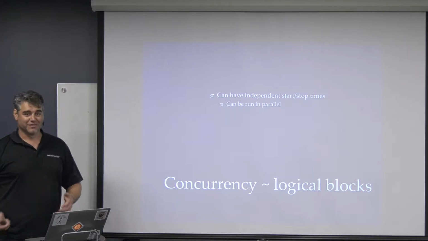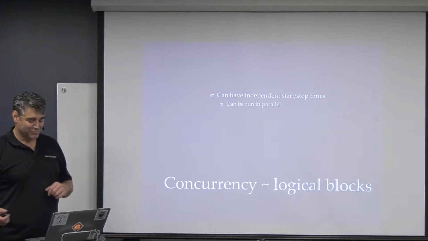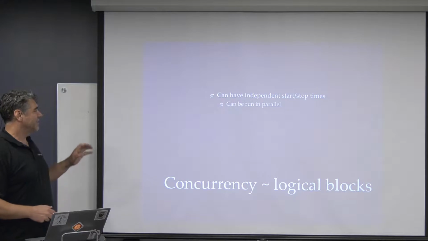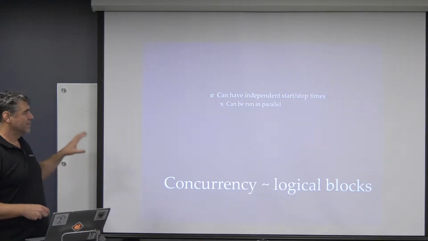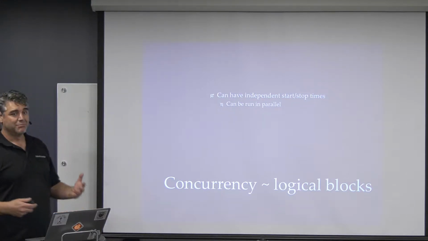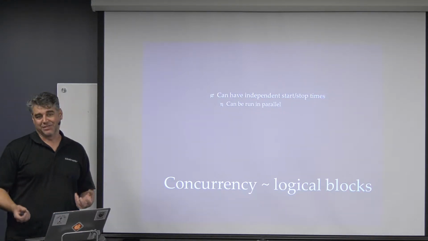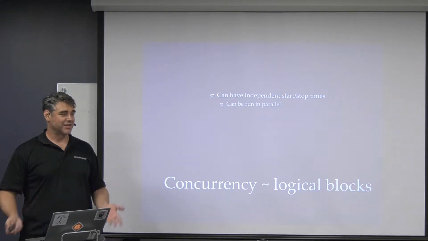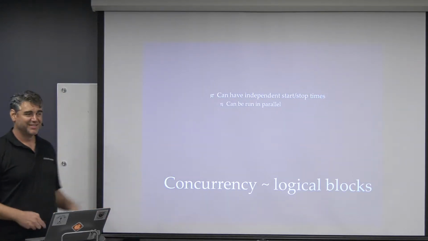This isn't going to be that cool of an example, but you'll get the idea. Basically, unlike parallelism, concurrent blocks can have independent start and stop times. You can run them in parallel, but there's the difference. It's a slight difference, and I guess on the internet people have arguments about it, so I just thought I'd throw that in there.